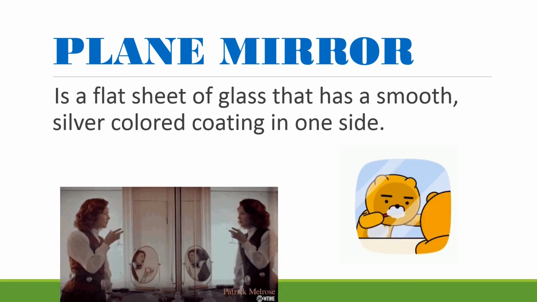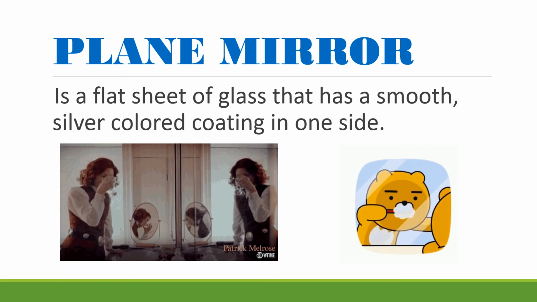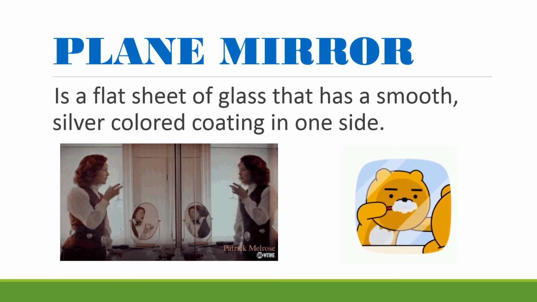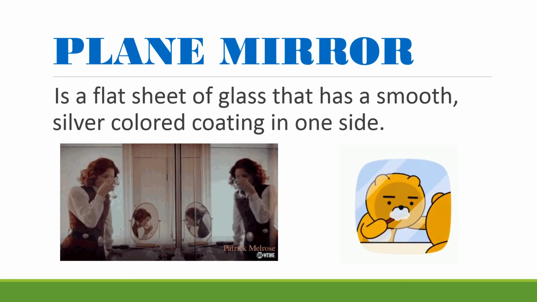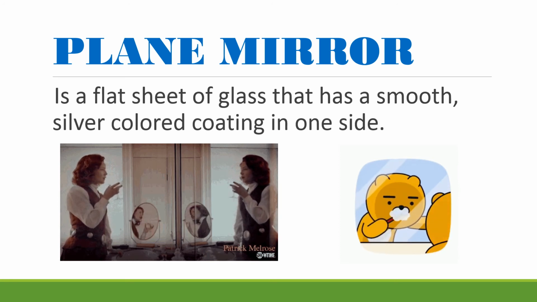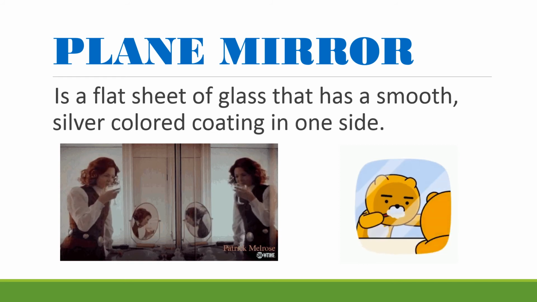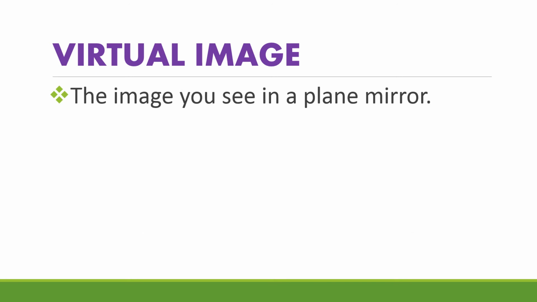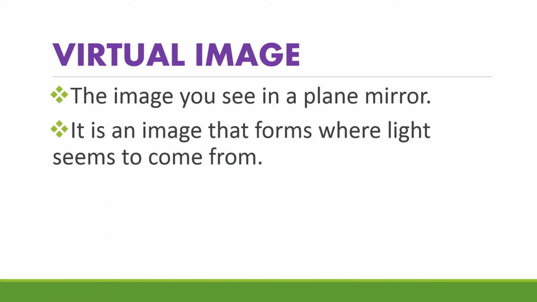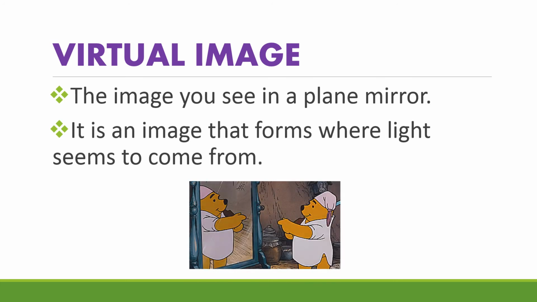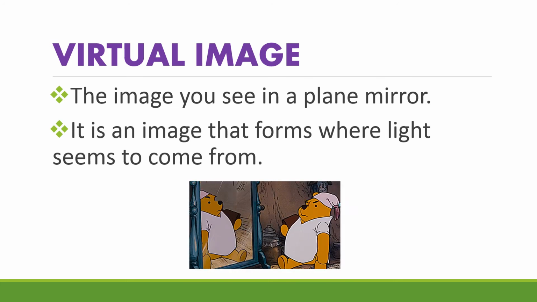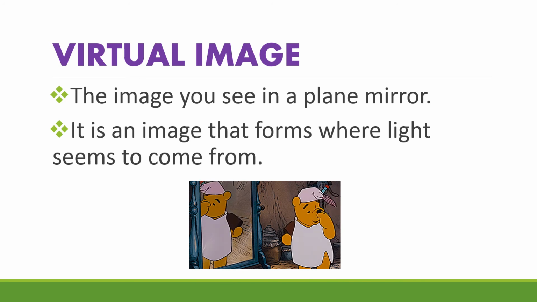When light strikes a mirror, the coating reflects the light. Because the coating is smooth, regular reflection occurs and a clear image forms. The image you see in a plane mirror is a virtual image. A virtual image is an image that forms where light seems to come from. Virtual describes something that does not really exist. Your image appears to be behind the mirror, but you can't reach behind the mirror and touch it.